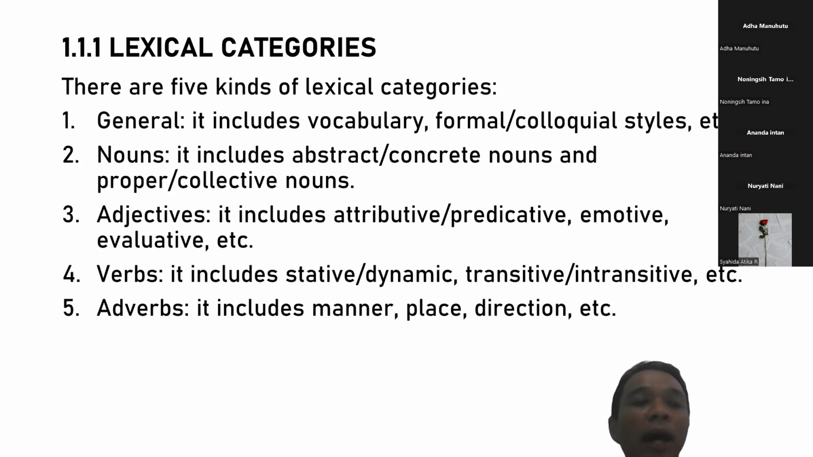And then the third one, adjectives. It includes attributive, predicative, emotive, evaluative. Okay, what is attributive? Do you know attributive, predicative? For example, hmm? What is a predicative adjective?